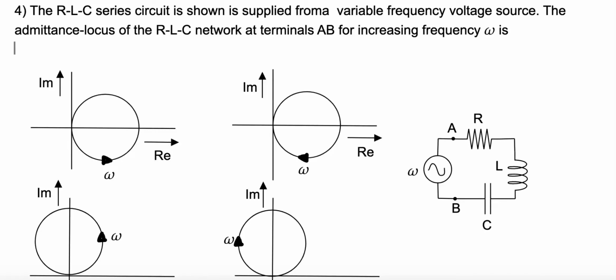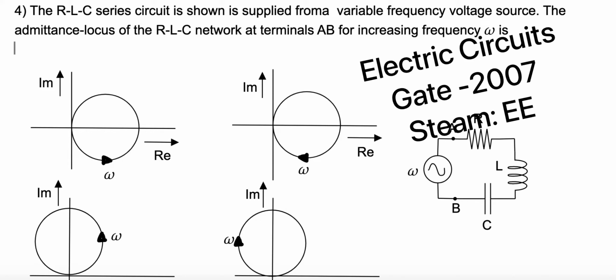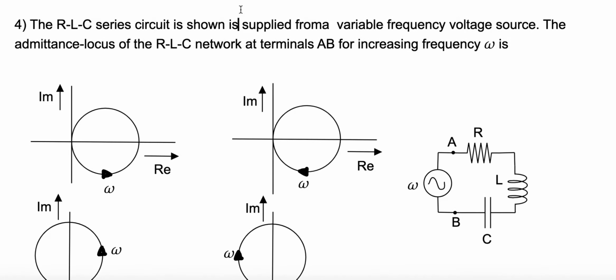Looking at the fourth question of the 2007 EE GATE paper. The RLC series circuit is shown supplied from a variable frequency voltage source.